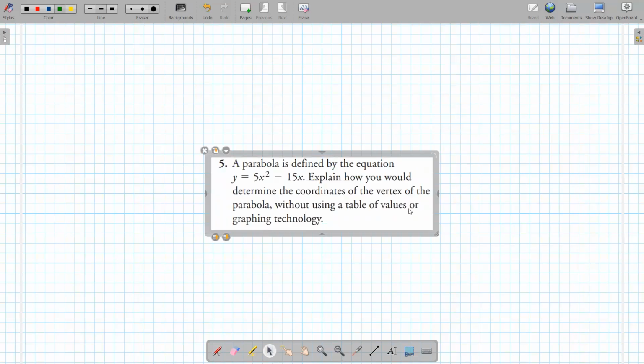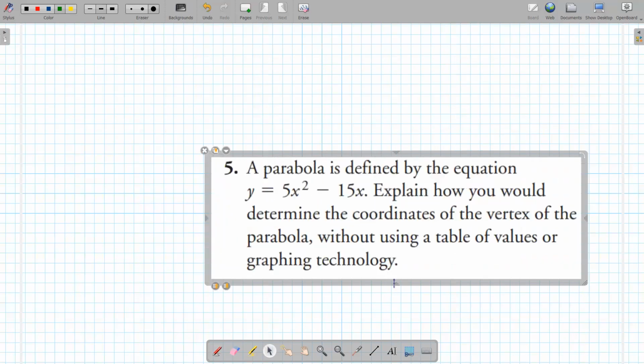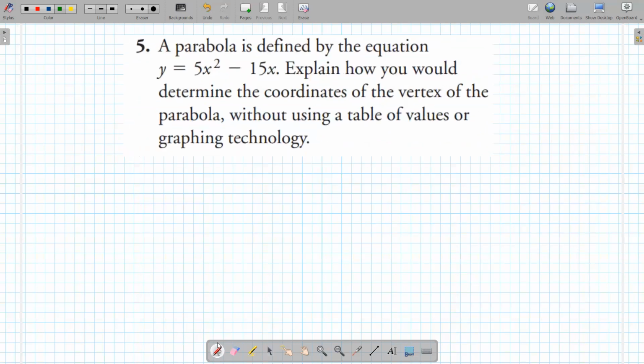What about this one? A parabola is defined. Parabola just means a U shape of a quadratic. It just means this. Or it does like a U-turn, you know? Goes here and then completely goes the other way, 180 degrees. So they've given us an equation and it's asking us to find the vertex. How do you find the vertex of a parabola?